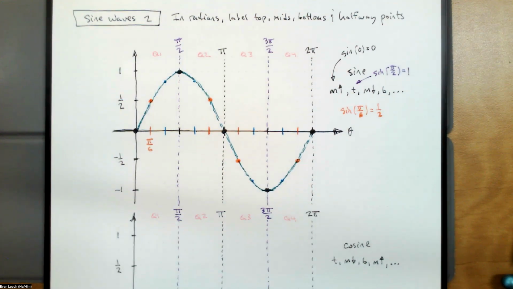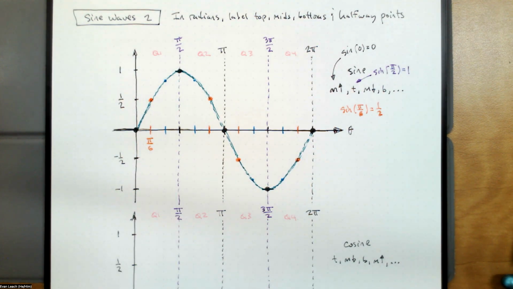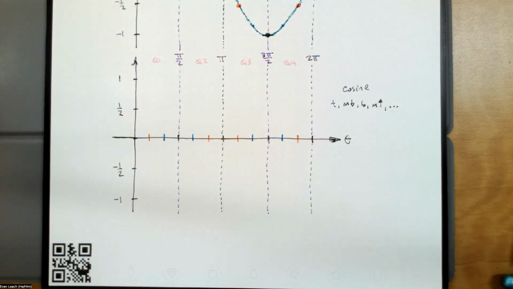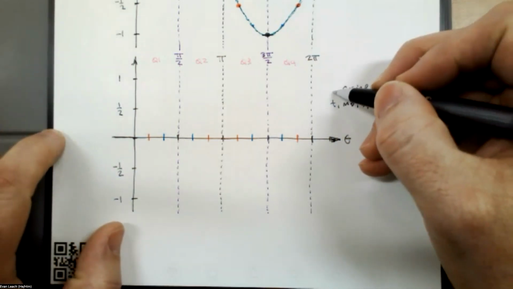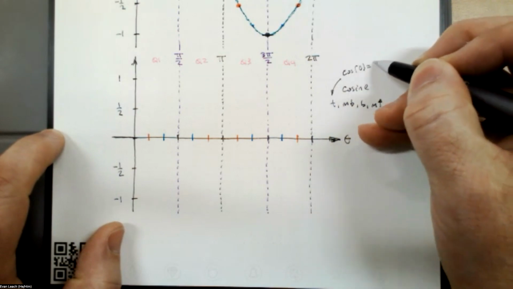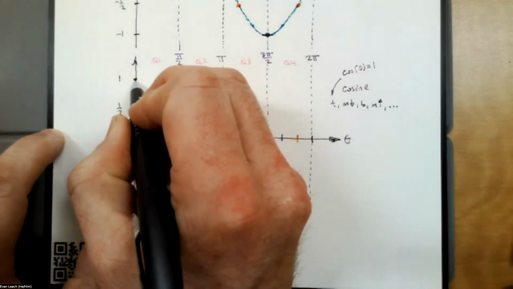Let's draw the graph of cosine. So there's our graph of sine, our basic graph of sine. Let's draw our basic graph of cosine. We're going to do similar types of thinking. One of the things that we want to remember is that cosine starts at the top. We're now tracking the x-coordinate around the unit circle. At 0 degrees, the x-coordinate is 1 in standard position. So cosine of 0 is equal to 1.